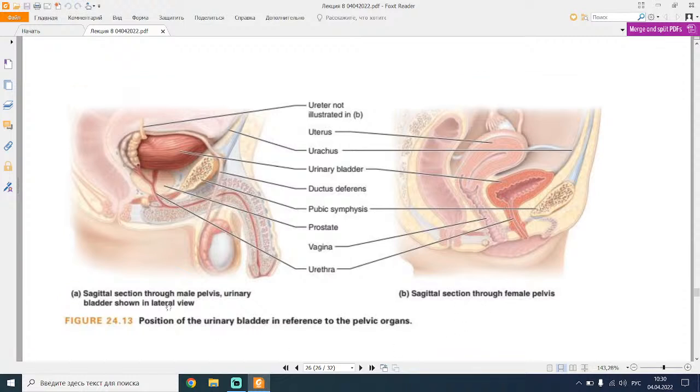What you see, position of the urinary bladder in reference to the pelvic organs. This is the urinary bladder of the male. This is the female pelvis. Urinary bladder, and you see the urethra, which is longer than the urethra of the female.